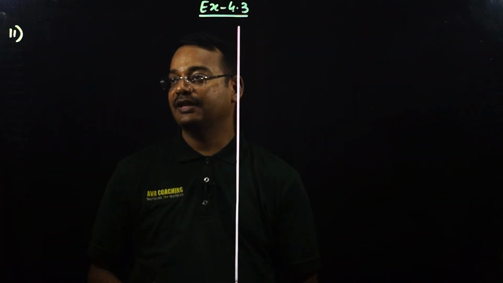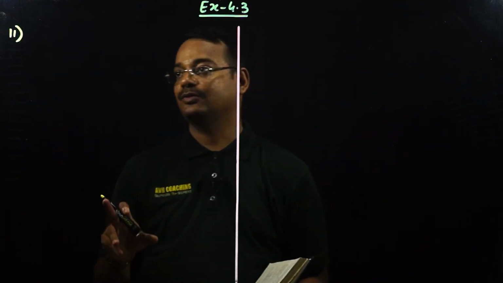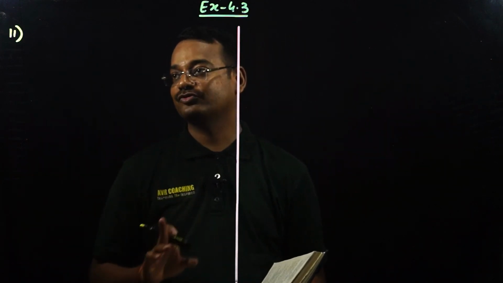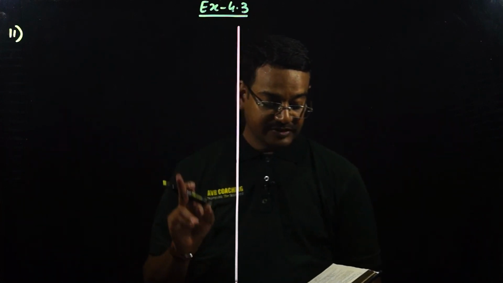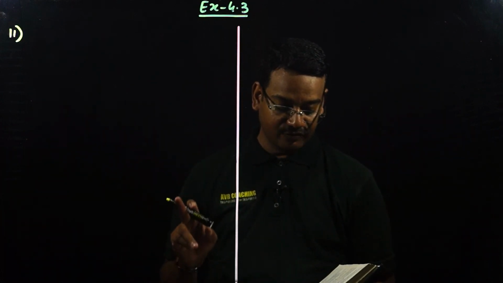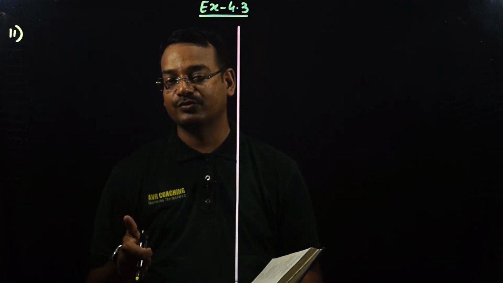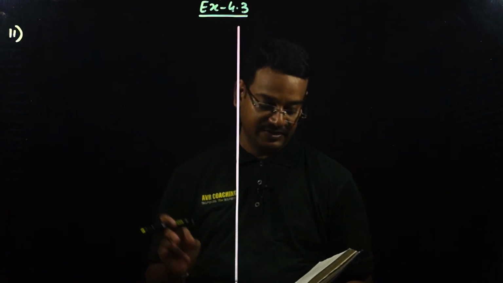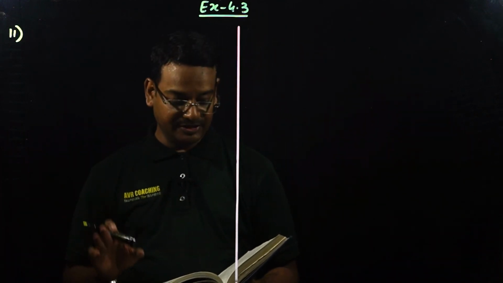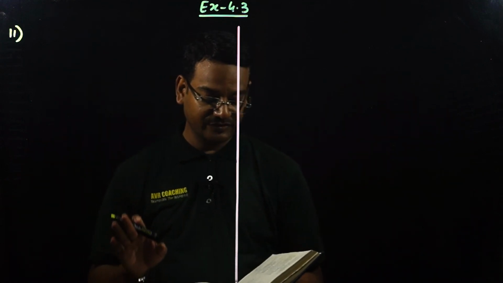Now exercise 4.3, 11th problem. This is the last problem. Here also I am just going to write the quadratic equation and you have to proceed further and find the x value. So the problem is: sum of areas of two squares is 468 meter square. So there are two squares, obviously a smaller square and also a larger square. If the difference of their perimeters is 24 meters, find the sides of the two squares.